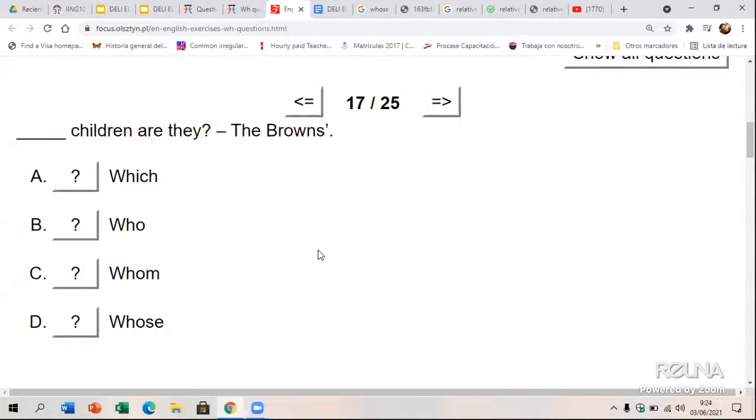Then it says, children are they the Browns? I understand. Children are they the Browns? This sounds strange, I'll explain it after you answer. Which children, who children, whom children, whose children? Brown is a last name. It's like The Simpsons, the Browns, the Vargas, for example, the Vegas, in this case the Pérez. Actually, they add a plural; they pluralize in this case. So, for example, they can say the Berrioses, the Pérezes, the Vargases, the Vegas, and so on.